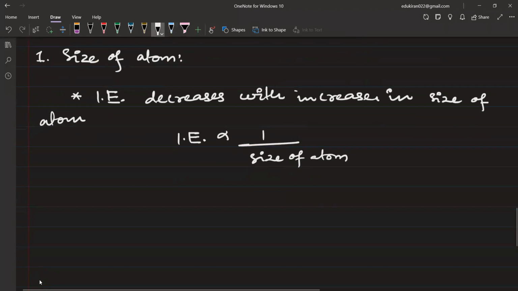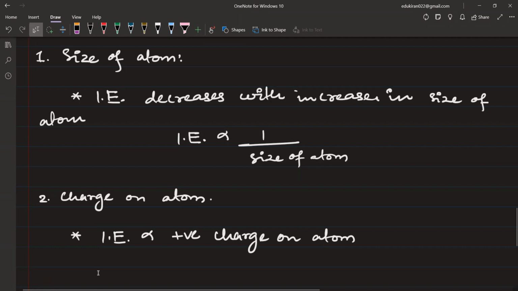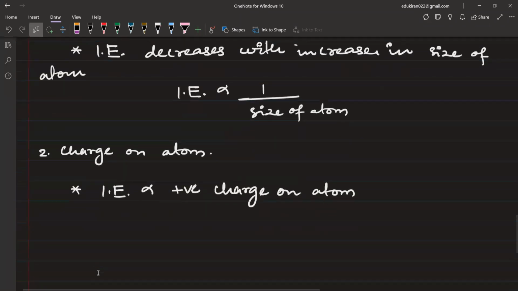Right, next, charge on atom. Okay, so we can say that ionization enthalpy is directly proportional to positive charge on atom. Because if we have a positive charge, that means it is already ionized. We have already removed one electron. It will be difficult to remove another electron. So ionization enthalpy also depends on the charge on atom. If it is positively charged, it is going to have a higher ionization enthalpy.